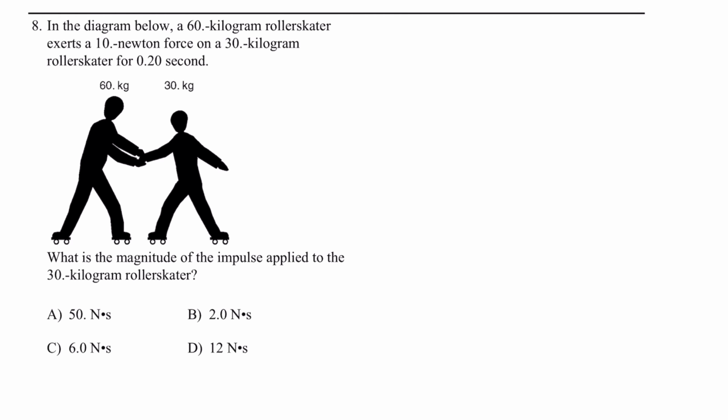Number 8. In the diagram below, a 60 kilogram roller skater exerts a 10 newton force on a 30 kilogram roller skater for 0.2 second. What is the magnitude of the impulse applied to the 30 kilogram roller skater? So for this question, we have to solve for impulse using the formula J equals F net times time. It already gives us force and time, so we just plug in. So force is 10 newtons and time is 0.2 seconds. So this is equal to 2 newton-seconds.